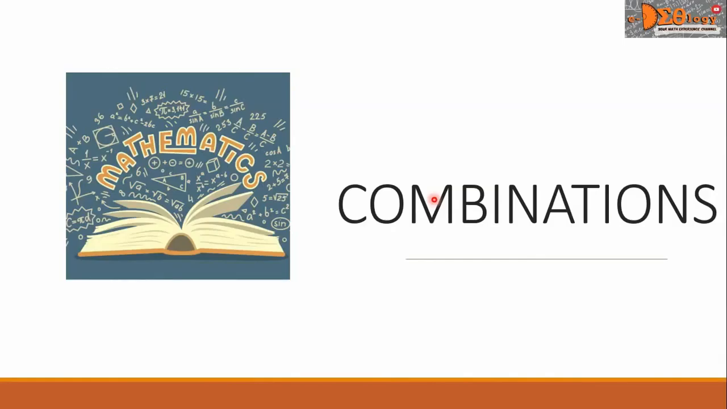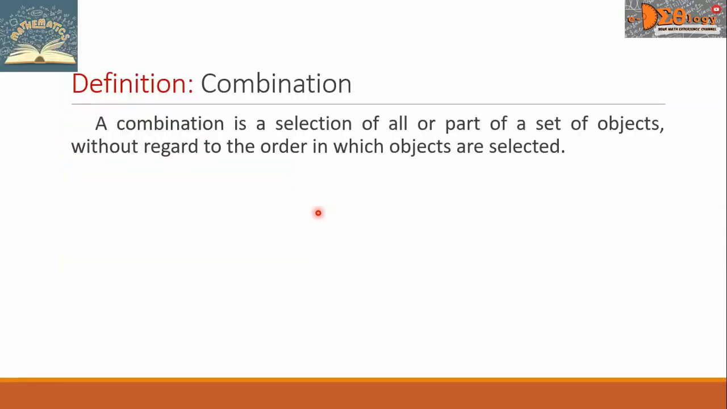Hi everyone, today we're going to study combinations. Let us define combination. A combination is a selection of all or part of a set of objects without regard to the order in which objects are selected.